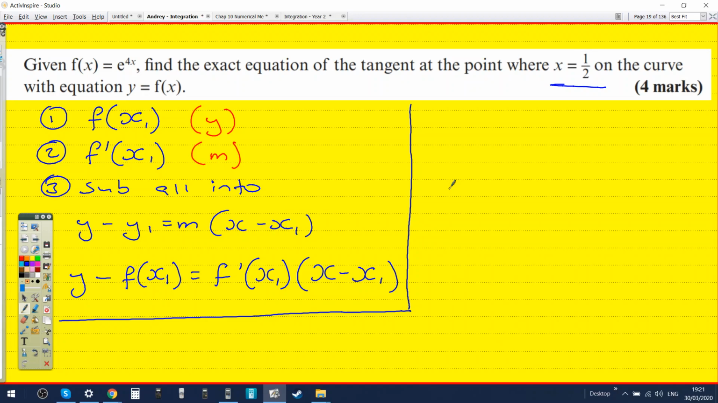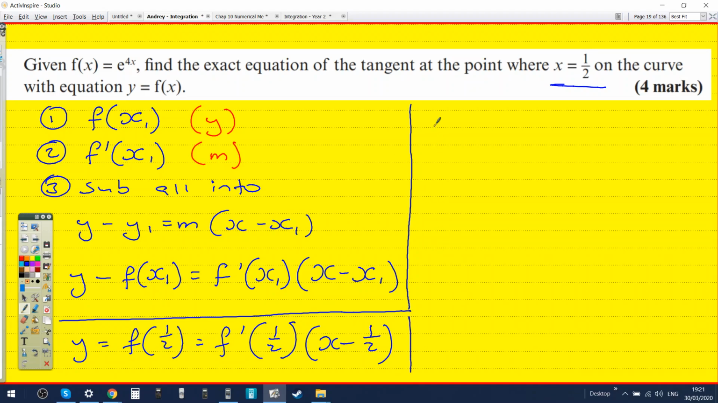So is x1 here just a half? X1 is a half, yeah. So I need to do f of a half. Yeah, so y is equal to f of a half, and then I need to differentiate that? Yeah. I need to do f differentiated. So just take them one at a time. So find y, find m.